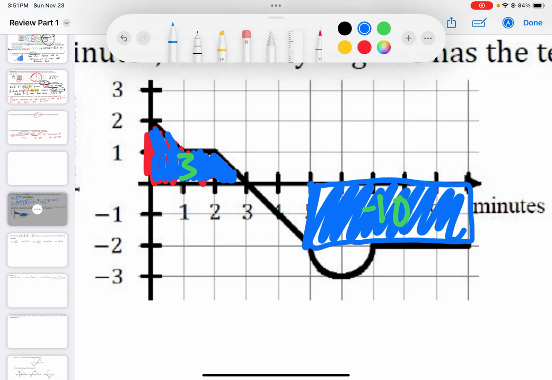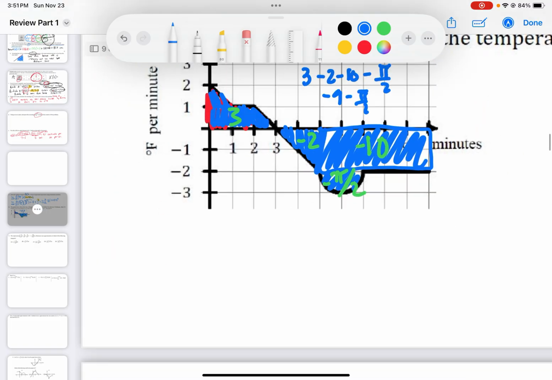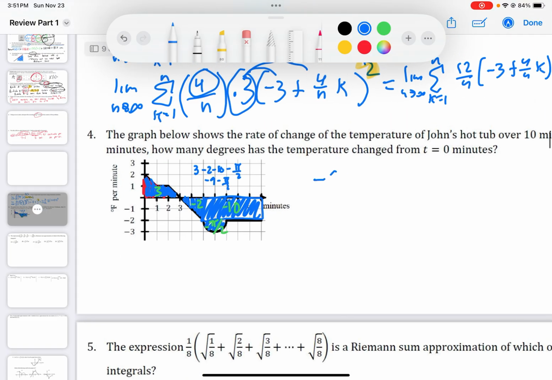This is half of a circle with radius 1, so pi r squared over 2. Pi times radius squared, so it's 1 over 2, but that's negative. And then this part is 2, but it's negative. So if I add up those, it'd be 3 on top, so 3 minus 2 minus 10 minus pi over 2. So what is that? 3 minus 2 is 1. So -9 minus pi over 2. So the total temperature change is -9 minus pi over 2 degrees.